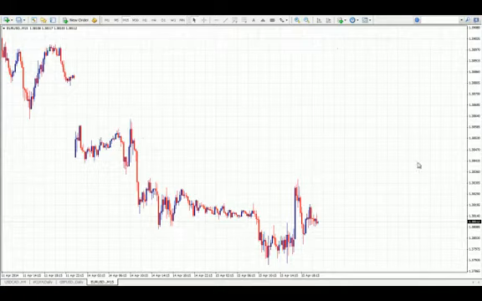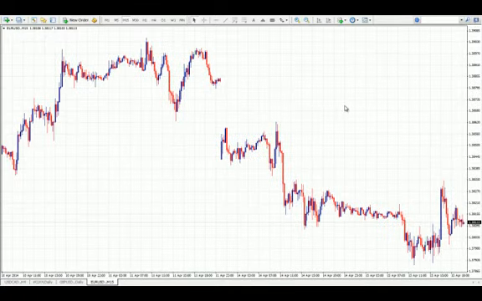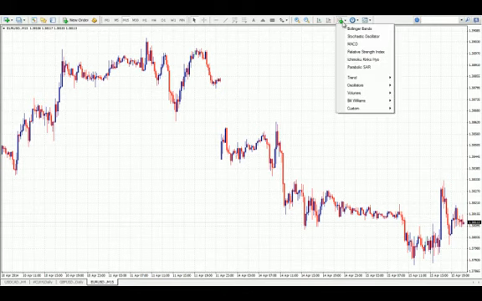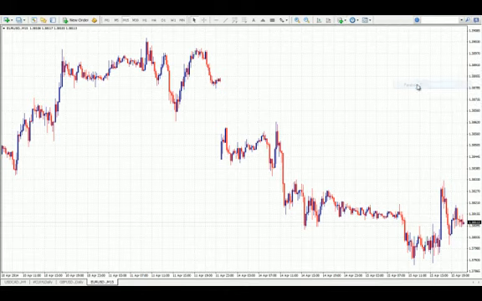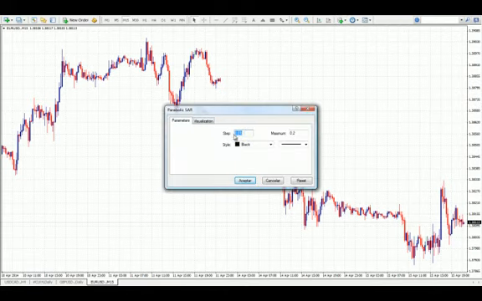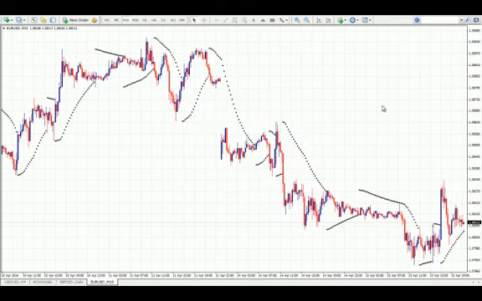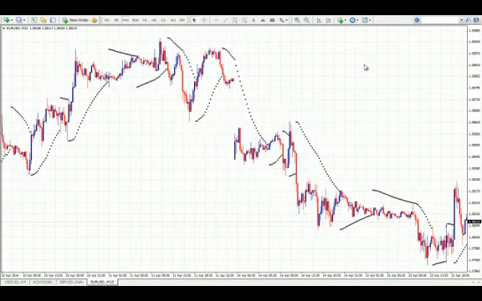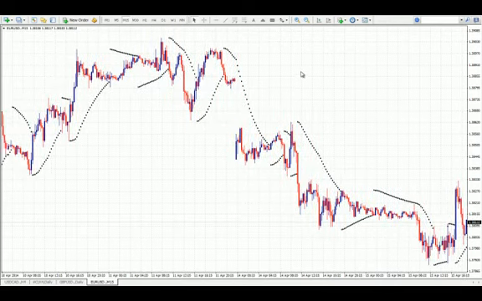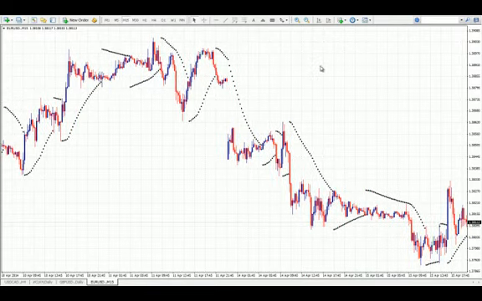And before we start, we're going to teach you how to plot the parabolic SAR on your charts, right? The first thing you do is you go to the plus sign and you go to trend. And here you can see that you have the parabolic SAR indicator. You have a step of 0.01 and a maximum of 0.2 as your default settings, and we recommend that you use these settings, okay?